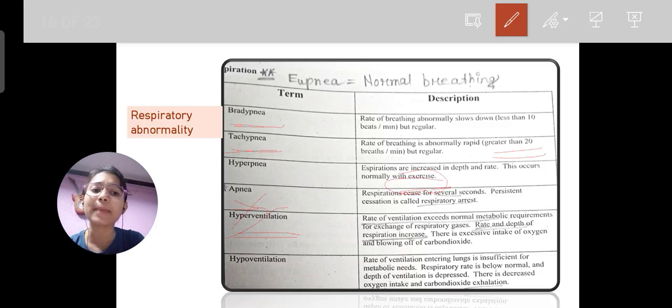And what is hypoventilation? In hypoventilation, the rate of ventilation entering the lung is insufficient for metabolic needs. So the respiratory rate is below normal and the depth of ventilation is depressed. So there is decreased oxygen intake and carbon dioxide exhalation. So that is the opposite of hyperventilation.